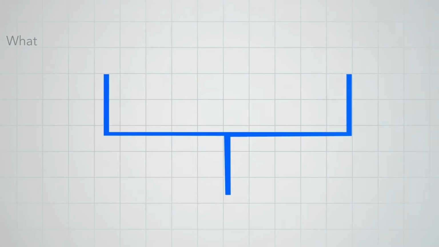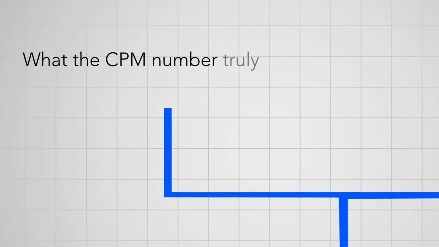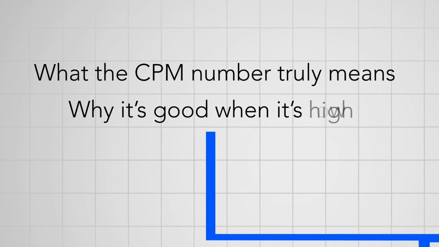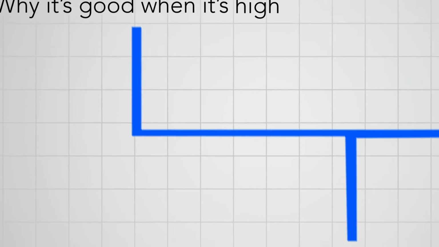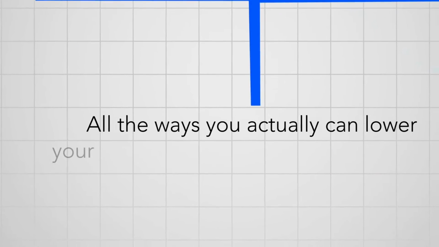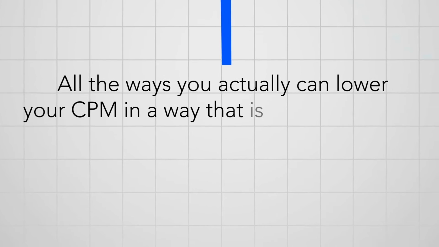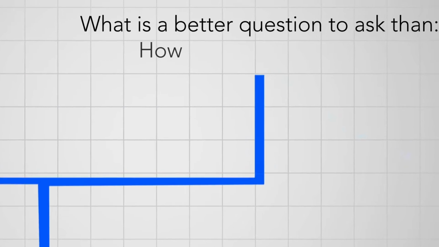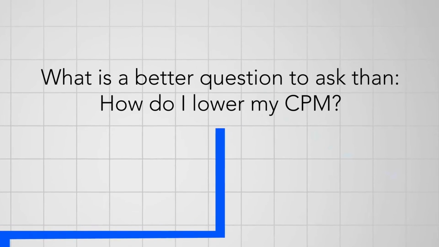So you're going to understand what the CPM number truly means, why it's good when it's low, and why it's even good sometimes while it's high. I'm also going to be showing you all the ways that you actually can lower your CPM in a way that is just purely profitable to you, and also talk about what is a better question and direct you to some other videos of mine that can really help you scale your Facebook ads.